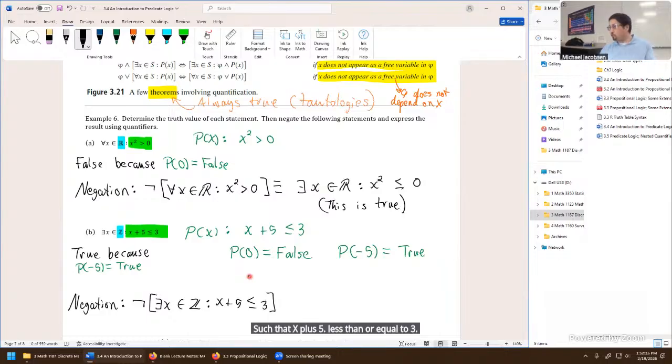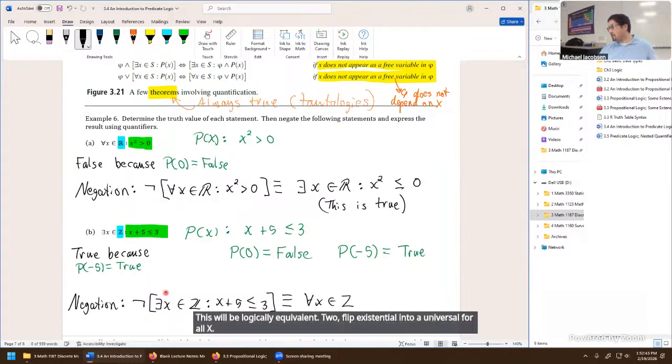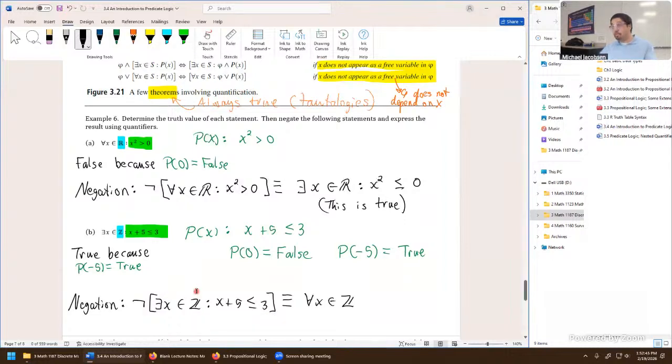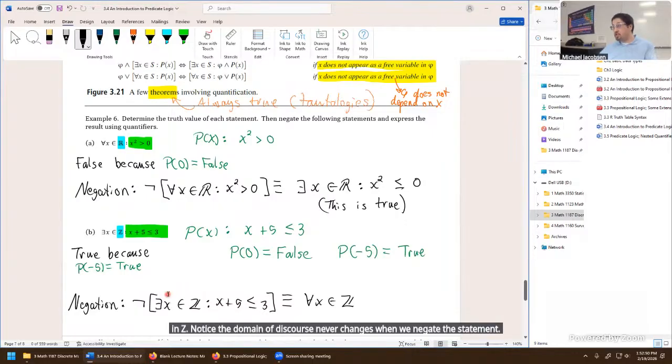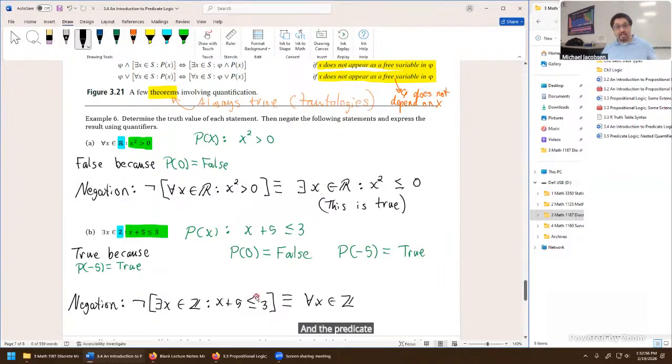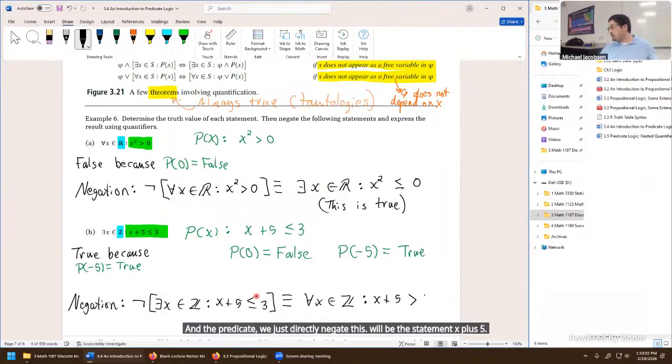This will be logically equivalent to flipping the existential into a universal: for all x in Z. Notice the domain of discourse never changes when we negate the statement. All that changes is the quantifier. We flip it from one to the other. And the predicate, we just directly negate. It will be the statement x plus 5 is greater than 3.